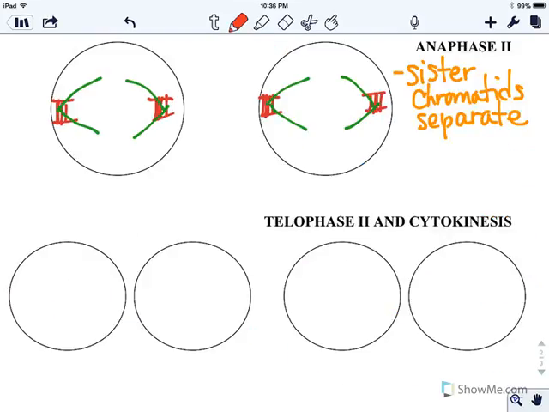So now let's look at anaphase 2. Anaphase still means apart, but in anaphase 2, here's the difference. Now my sister chromatids are actually going to separate this time. Remember, in Anaphase 1, my pairs separated. I don't have any more pairs, so now it's my sister chromatids that separate.